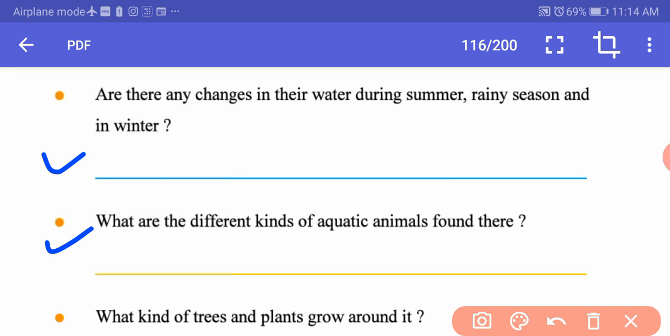Now, what are the different kinds of aquatic animals found there? So your answer can be, there are several kinds of fish found there. A few of them are rohu, katla, etc. If you know the names of any other aquatic animals like fish, you can mention those names over here as well.